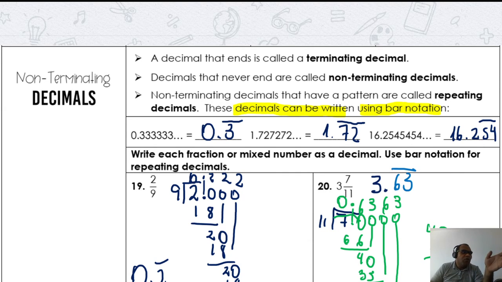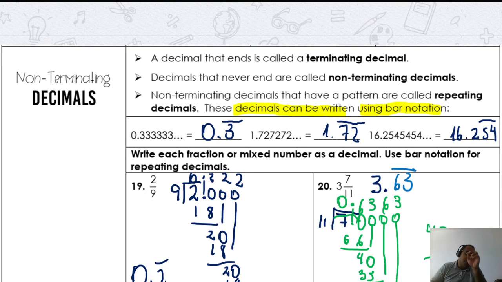Example over here, we covered it. 0.333333333. Which is the repeating digit here? Number 3. How can I write this? I use a bar notation above it. Above the number: 0.3, and we have the bar notation above number 3. Okay, how can I say it in words? It is 3 tenths, and 3 is the repeating decimal. Okay, like the other one, 1.72, 72, 72. How can I write this?